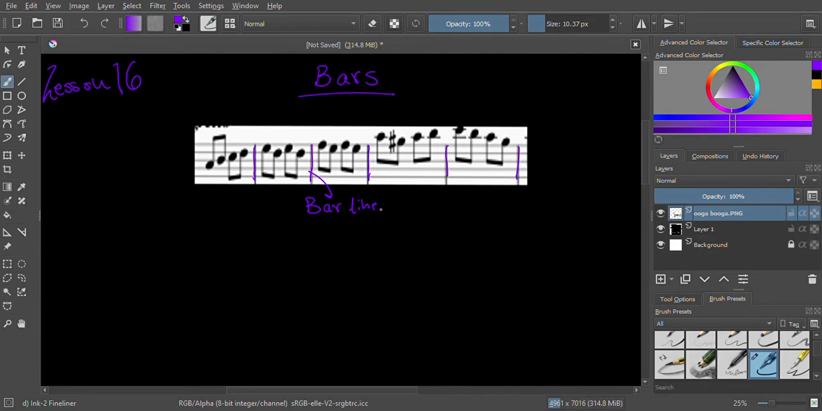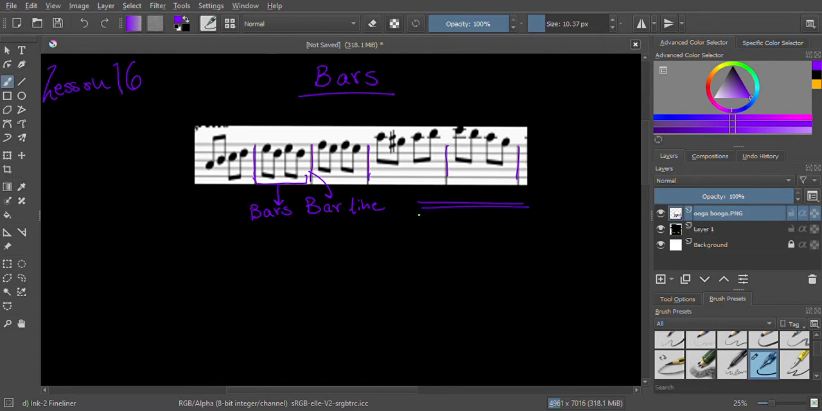So these lines, which are coming on the staff, are called bar lines, and the space between these bar lines are called bars. For example, this is one bar of music because it falls between two bar lines.